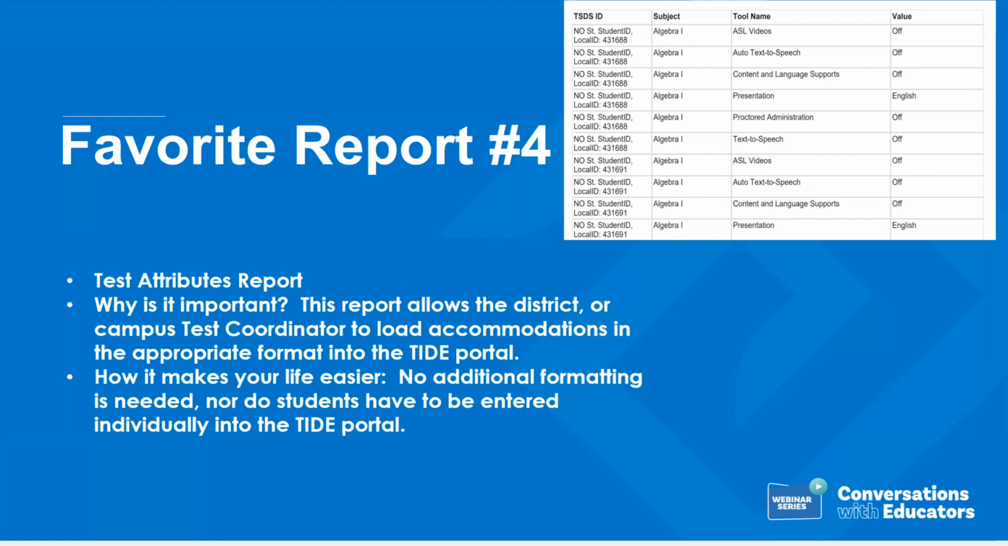So we wanted to provide a report. We have the accommodations in TestHound. Why don't we provide a report where you can load all of those tools, the offs and ons, in one fell swoop to the Tide system, so that you then don't have to do it manually? As you can see here, no additional formatting is needed, nor do they have to be entered individually. It just makes it where the district or the campus test coordinator can load them into the Tide portal.